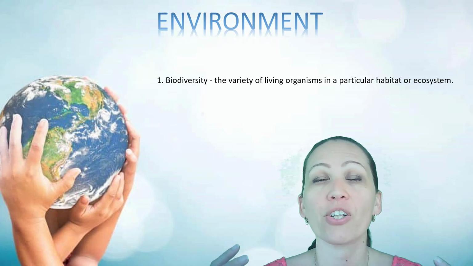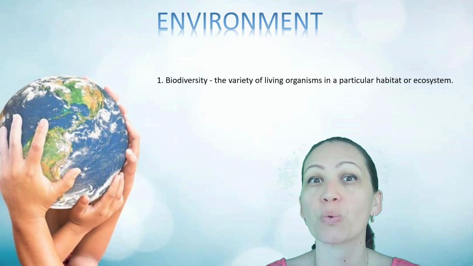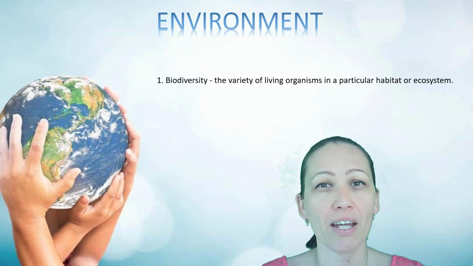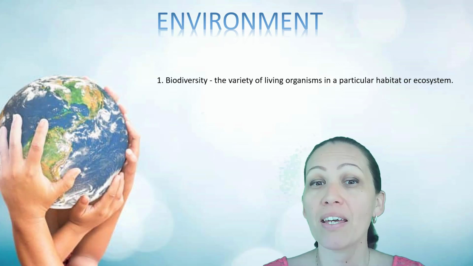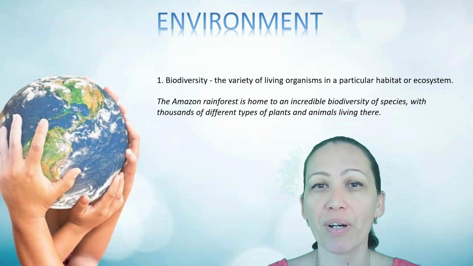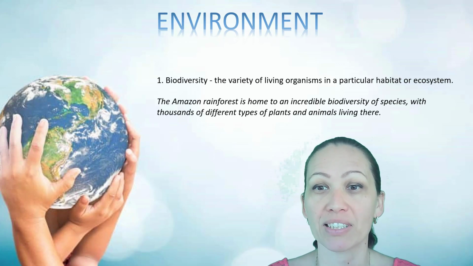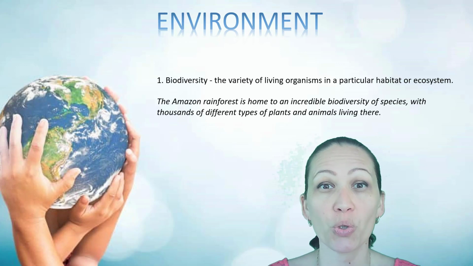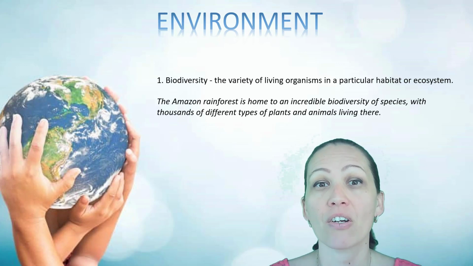Biodiversity is the variety of all living organisms in a particular place, habitat, or ecosystem. They are all animals and plants that there are in one place. For example, the Amazon rainforest is home to an incredible biodiversity of species, with thousands of different types of plants and animals living there. So here we're talking about all the plants and animals that there are in the Amazon rainforest.